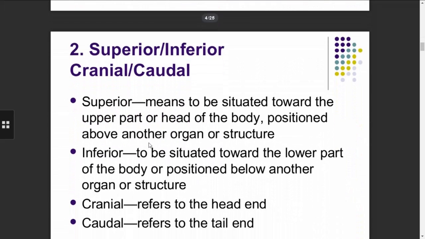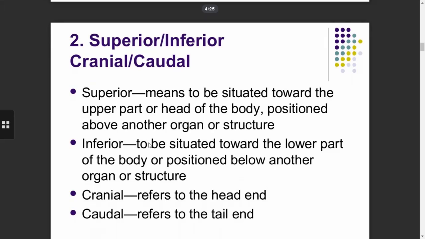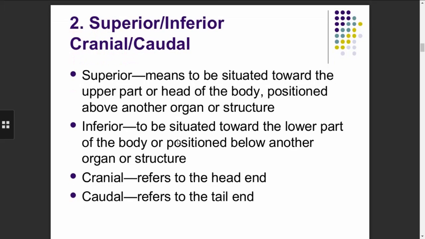Second one is superior or inferior, and cranial and caudal. Superior means the uppermost position, the upper part, situated toward the upper part or head of the body, a position above another organ or structure. Second is inferior, situated in the lower part of the body or a position below another organ or structure. Cranial refers to the head end, and caudal refers to the tail end.